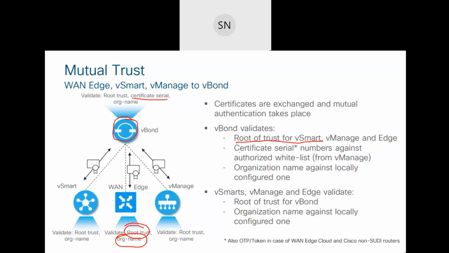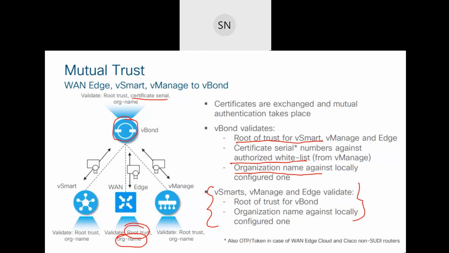Again, we need to do the mutual trust between each and every device. If you have vSmarts, you also need to have the mutual trust between the vSmarts and the other devices in your SD-WAN fabric: the vManage, vBond, and the WAN edge routers as well. Mutual trust means between all the devices. So vSmart and vManage validation needs to be continuously there, and also the trust for the WAN routers.